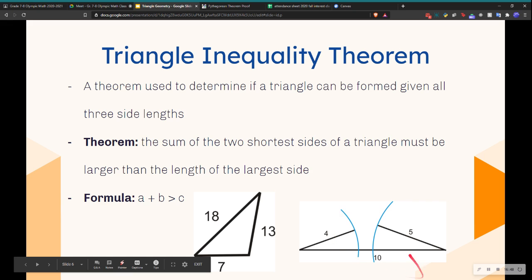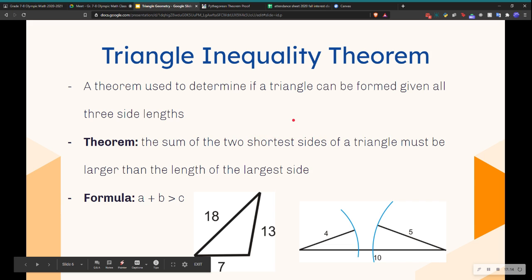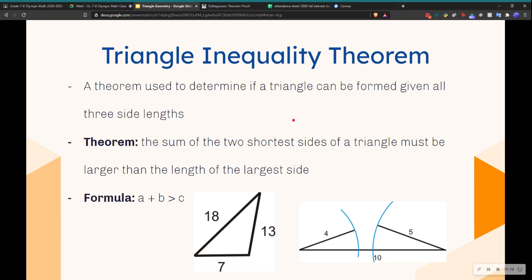Now for this one, it's not really a triangle, but you look at the side lengths, so you have 4 and 5, that's A and B. So 4 plus 5 would give you 9, and 9 is not larger than 10. So that means these side lengths will not form a triangle. As you can see here, no matter how you rotate the 4 and 5, they will not touch each other so that you form a triangle. Any questions about this?